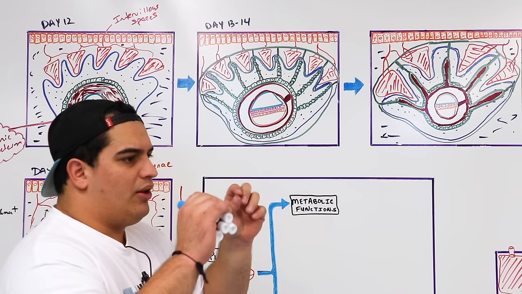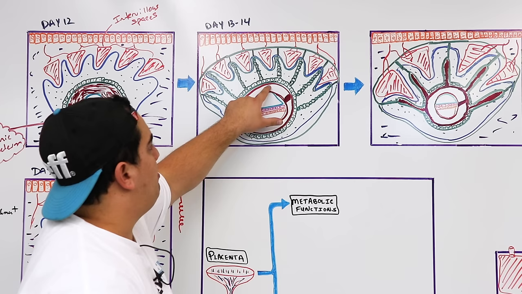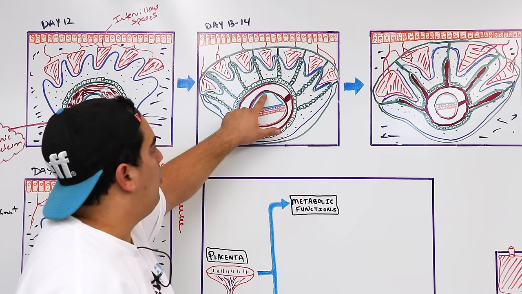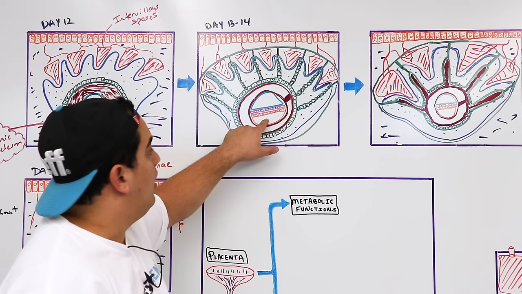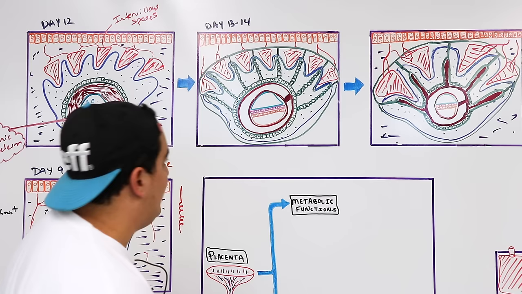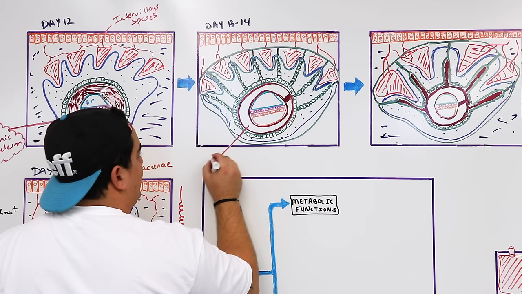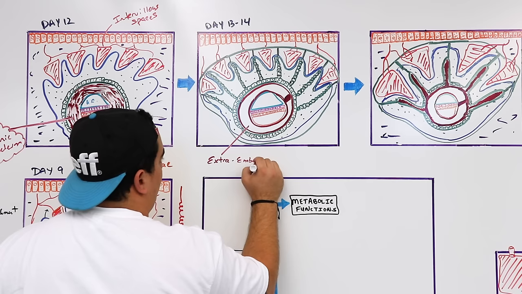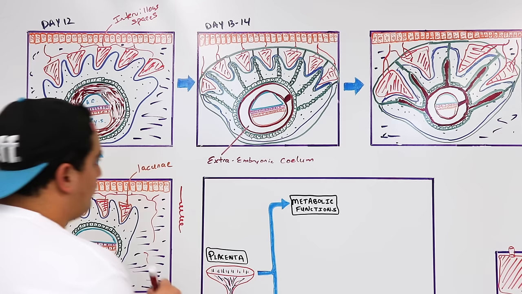But what happens is eventually there's a space that forms between one layer out here near the cytotrophoblastic layer and one in here, which is forming near the amniotic cavity and the primary yolk sac. This space is called the extraembryonic coelom, which will become the chorionic cavity. So what is this part here called? It is called the extraembryonic coelom.